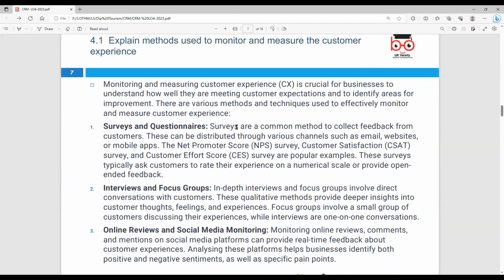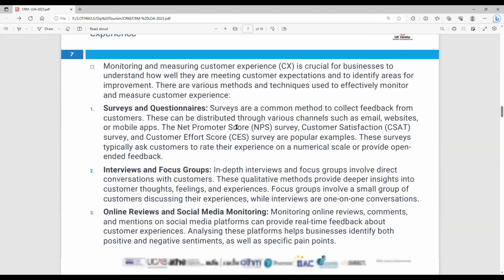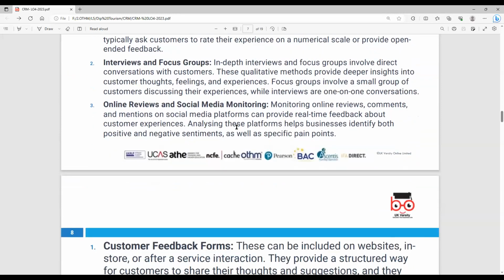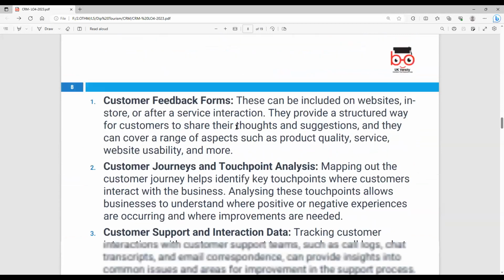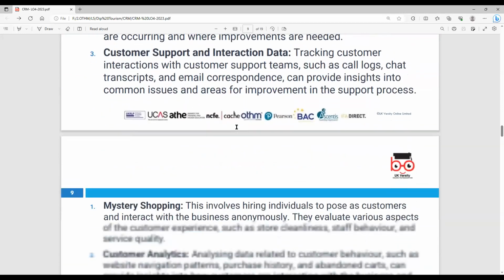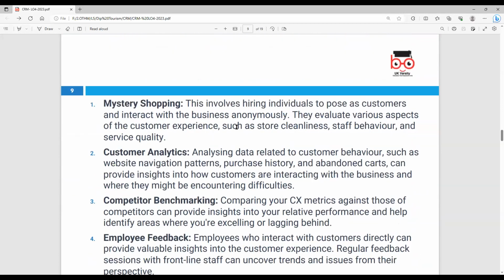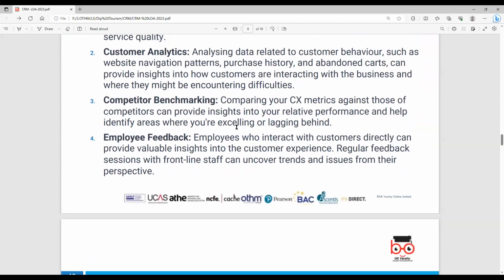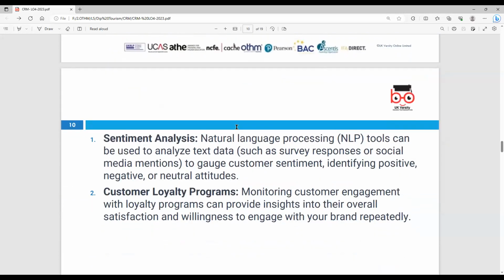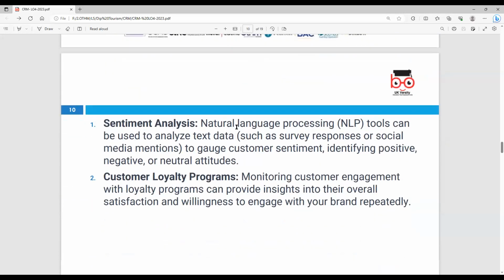How do you measure the customer service? How do you measure the customer experience? You can use surveys, questionnaires, interviews, personal interviews, or group interviews, or online interviews, or online reviews, customer feedback, customer support, and collect the data, mystery shopping, employee feedback, customer analysis. So there are many things that you can collect by these methods.